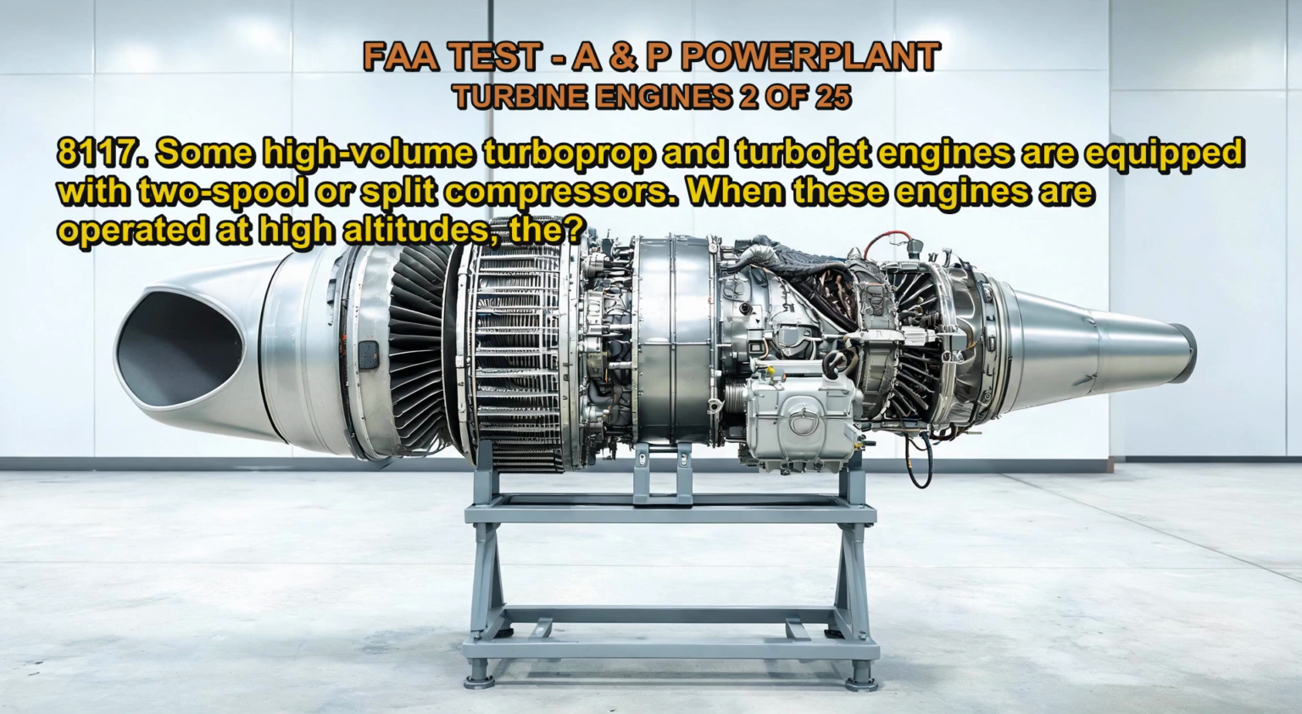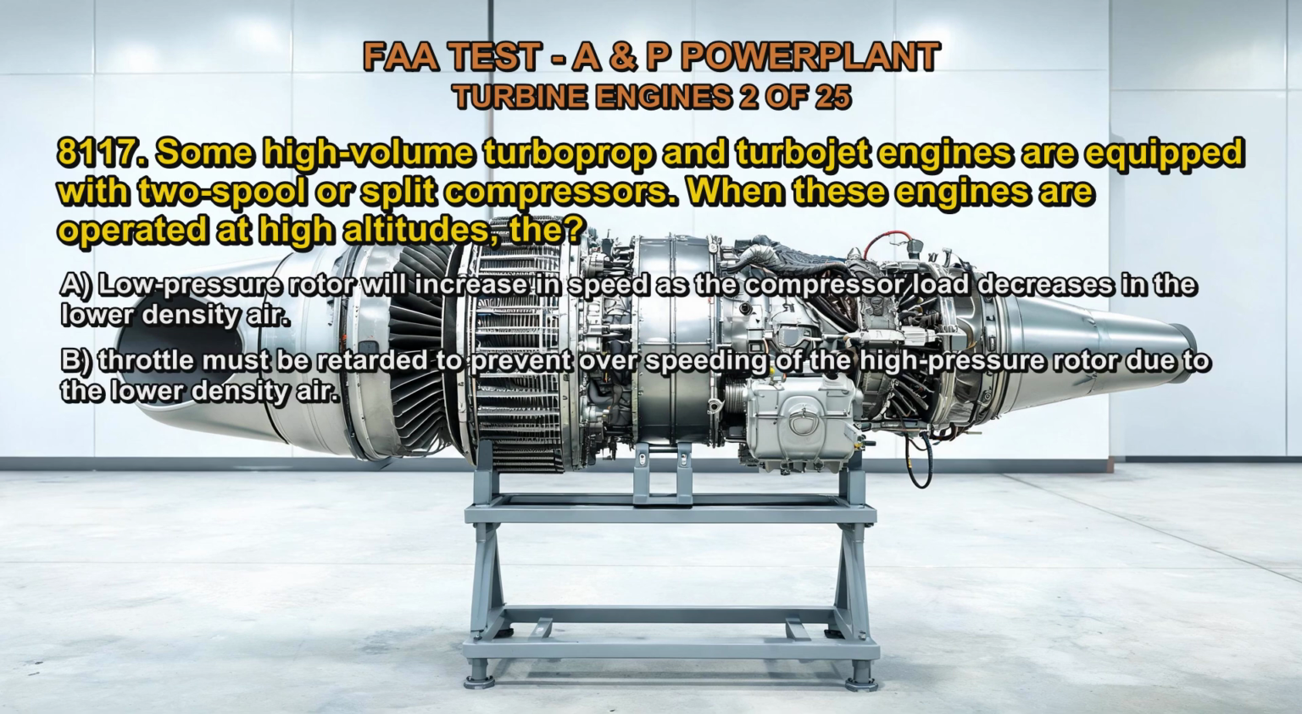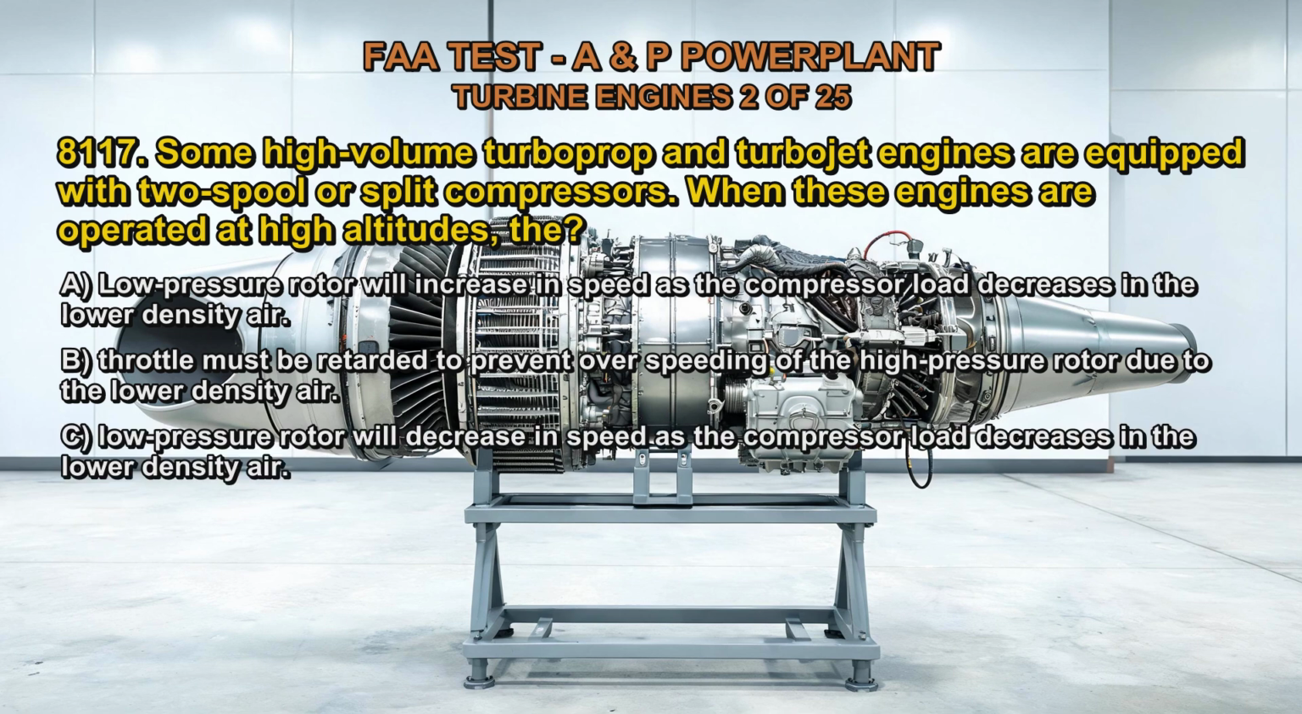Q8117. Some high-volume turboprop and turbojet engines are equipped with two-spool or split compressors. When these engines are operated at high altitudes, the A. Low-pressure rotor will increase in speed as the compressor load decreases in the lower density air. B. Throttle must be retarded to prevent overspeeding of the high-pressure rotor due to the lower density air. C. Low-pressure rotor will decrease in speed as the compressor load decreases in the lower density air. The correct answer is A.